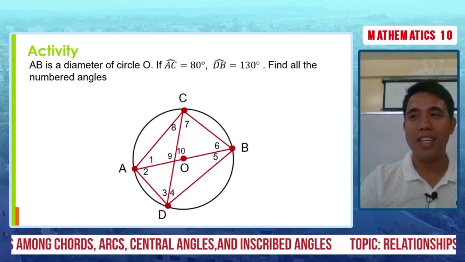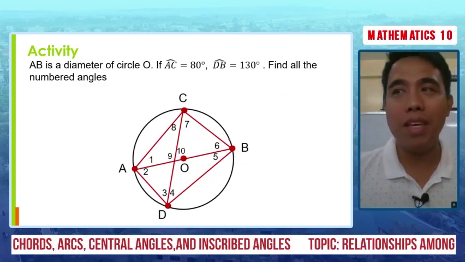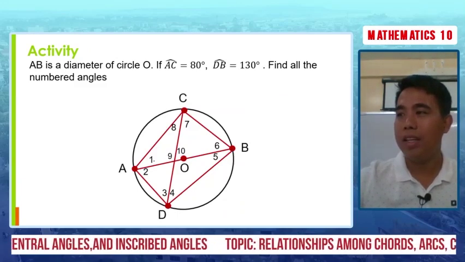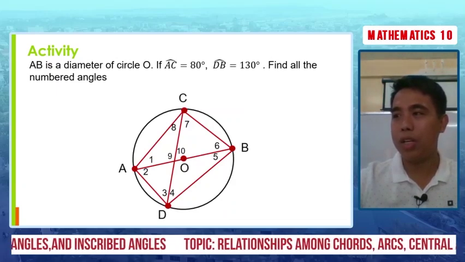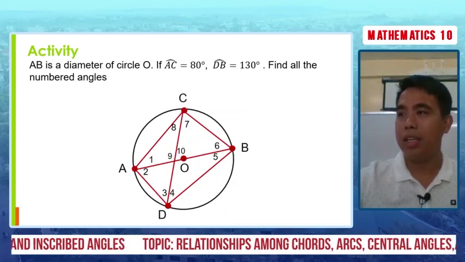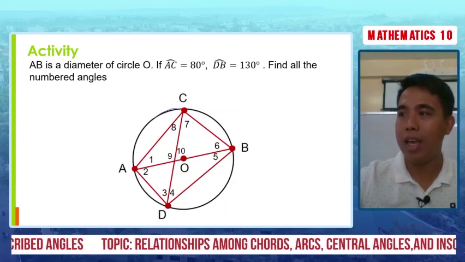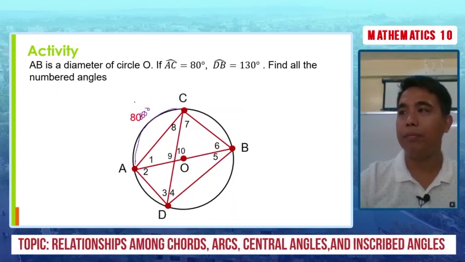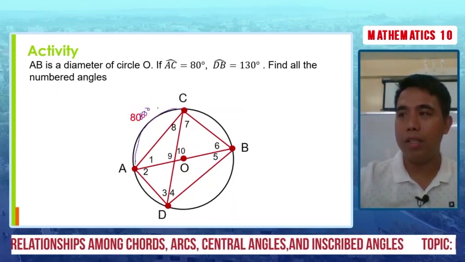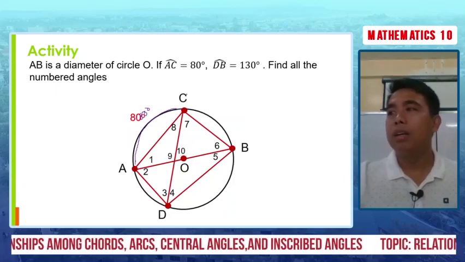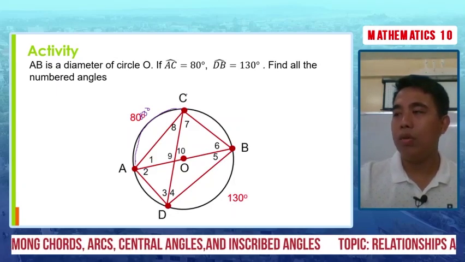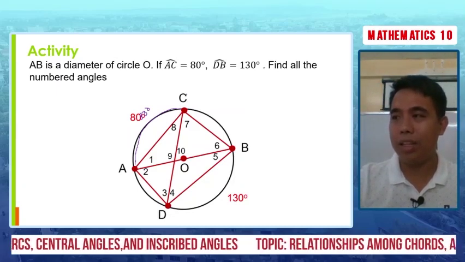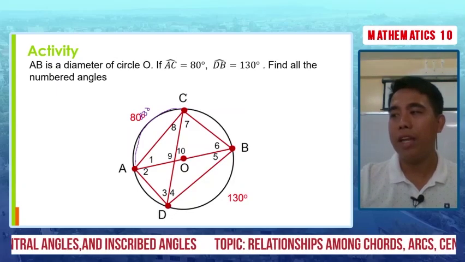Let's have this activity. AB is a diameter. AB is a diameter that passes through the center O, circle O. Arc AC is 80 degrees. Arc BD is equal to 130 degrees. Find all the numbered angles. So, we will find all the numbered angles there.